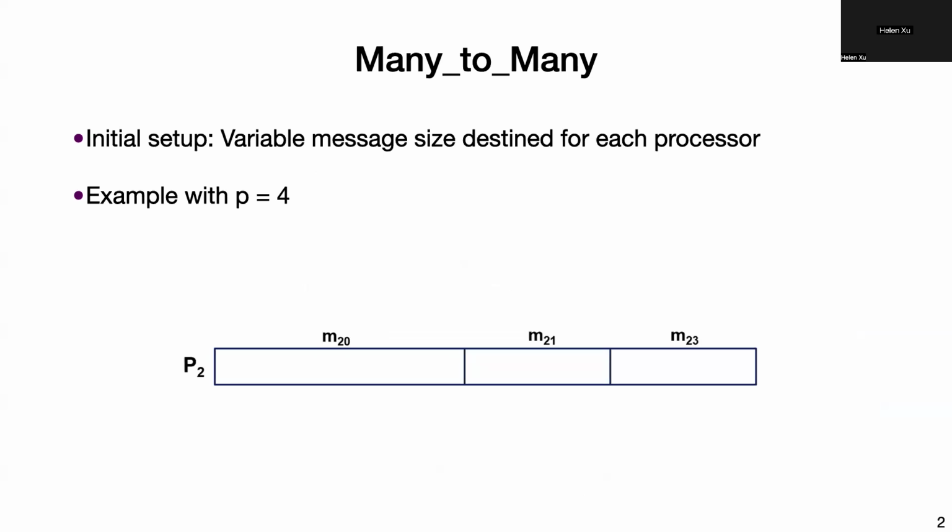It kind of looks like this. This is just an example with p equal to 4, and suppose we're just looking at processor 2. Processor 2 needs to send this chunk of data to processor 0. It needs to send less to processor 1 and about the same amount to processor 3, and it's not sending anything to itself. Because usually in algorithms, it's already on your processor, so why would you need to send it?